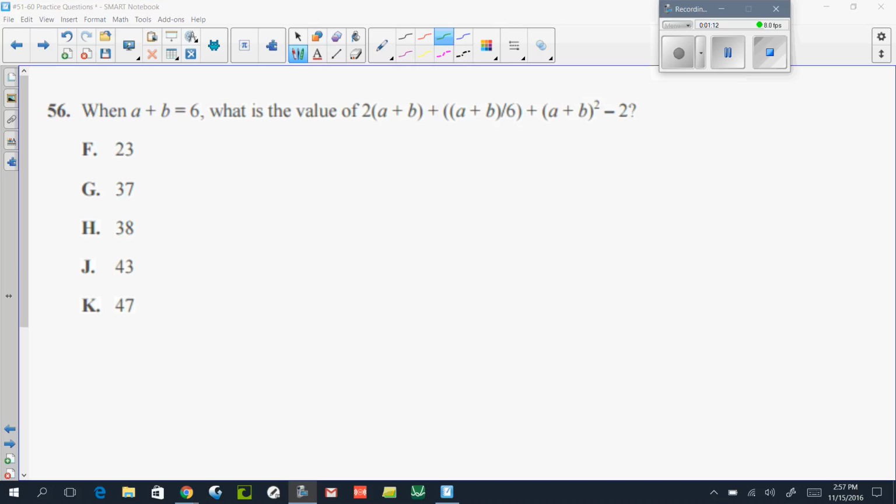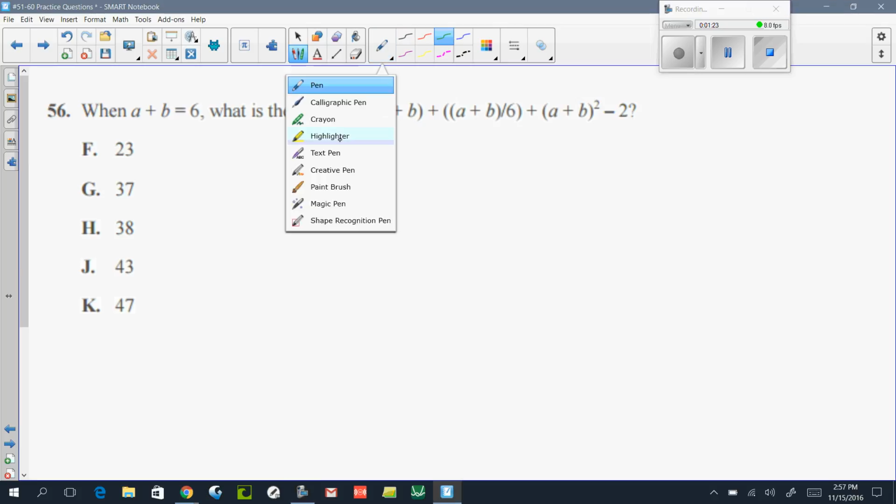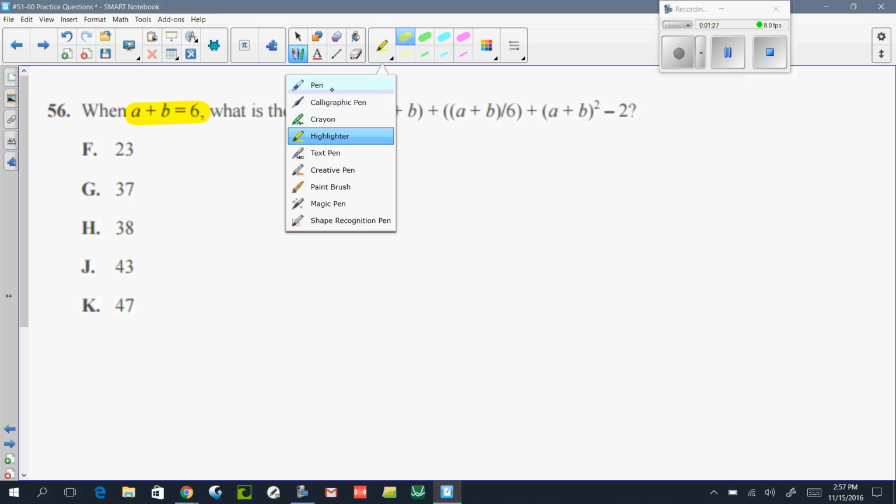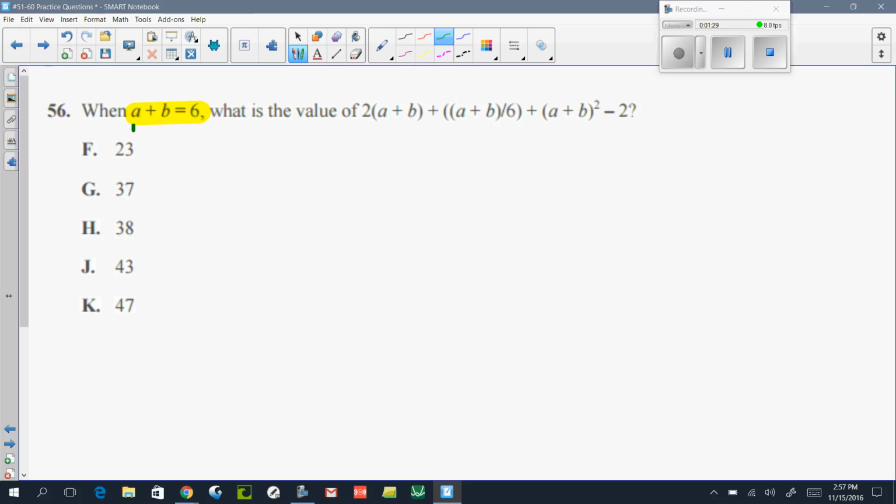The next question you requested I look at was number 56. This question actually, upon first glance, looks extremely complicated, but after you see how to do it, I bet you'll be quite surprised. So what this is telling us is that a plus b is equal to 6. Often in math, we lose sight of the fact that a plus b being equal to 6 means they're replaceable. So anywhere you have a plus b, you can replace it with 6, because the value of a plus b is 6, or 6 is the same as a plus b.